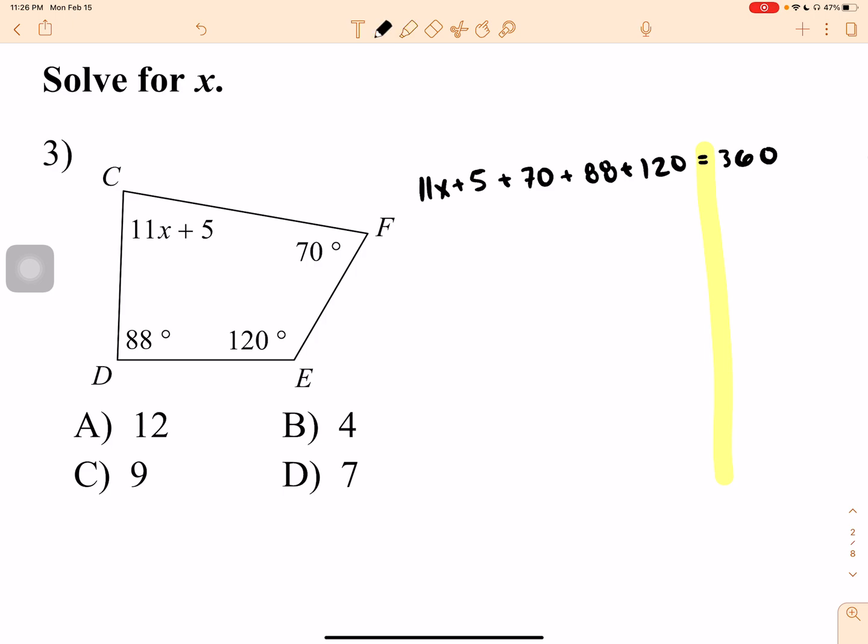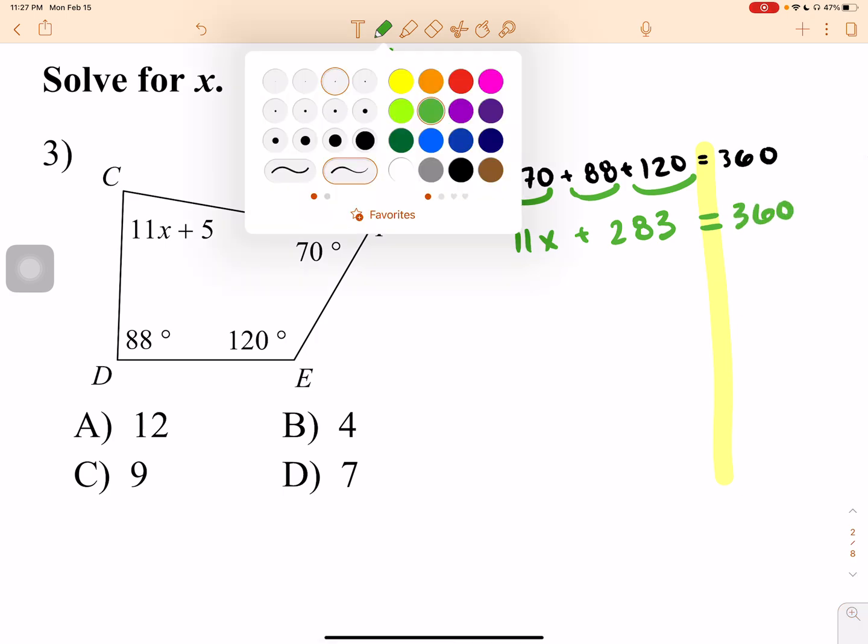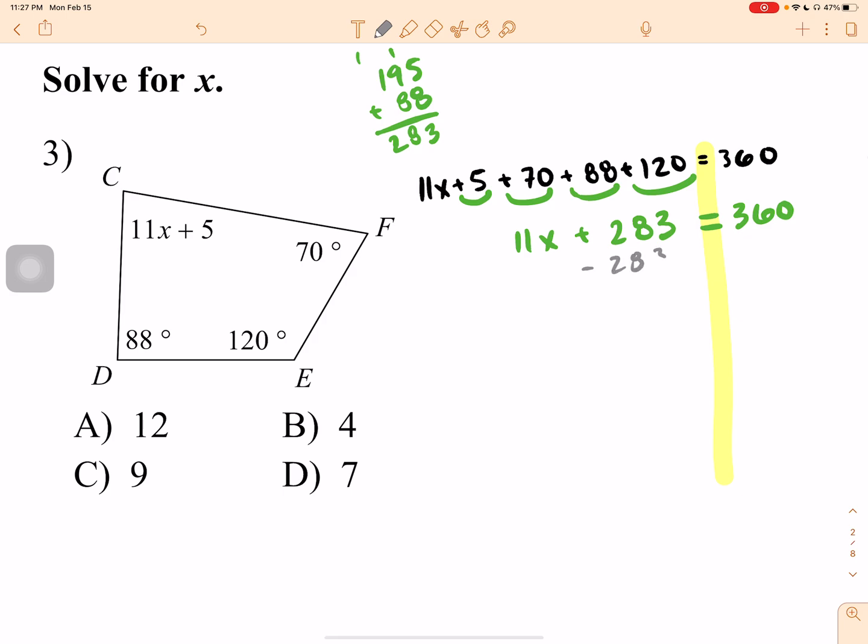Okay, so first of all, I'm going to combine 5 plus 70 is 75, plus 120 is 195, plus 88. I just did that because it's faster. 283. Okay. And my goodness, I hope I'm doing all my math right now. So I'm going to subtract 283 from both sides.